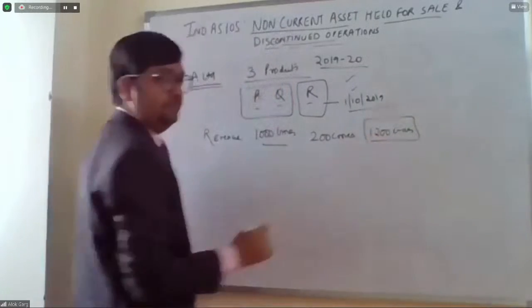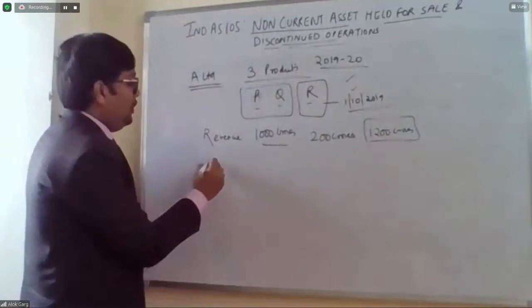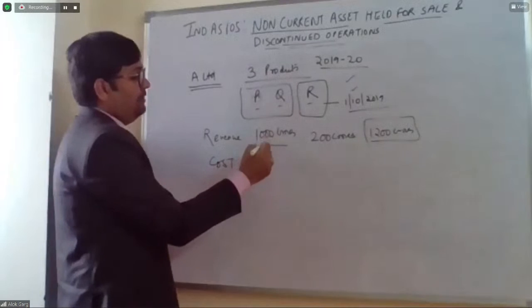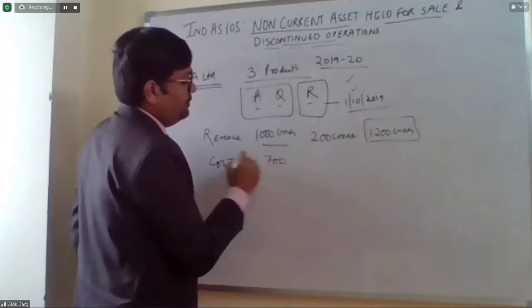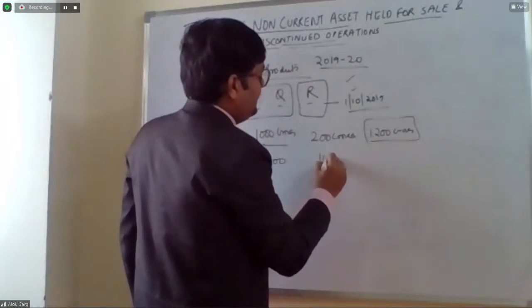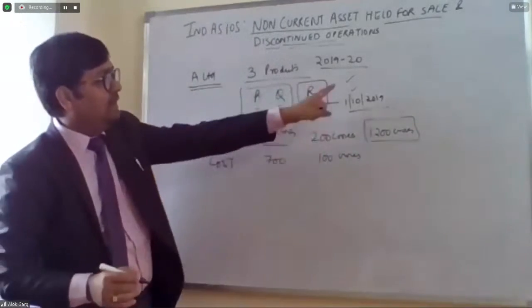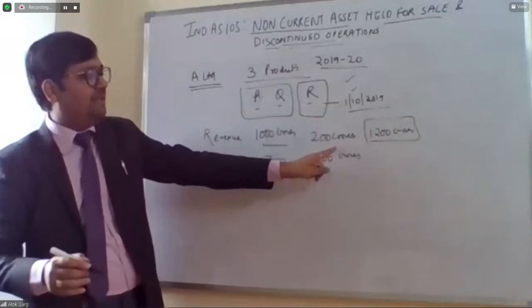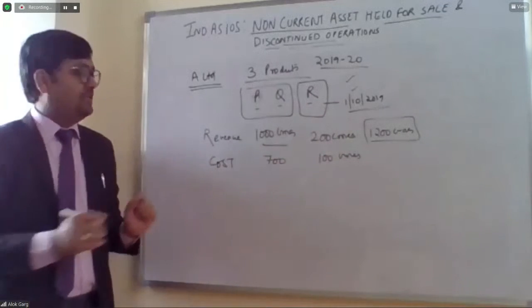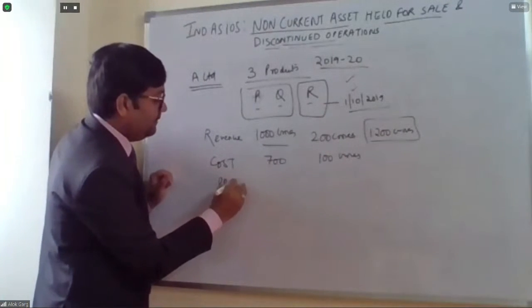Am I right? And the cost, let's say on this 1000 crore, is 700 crores, and the remaining is 200 and, let's say, 100 crores. So I am talking about the operation. When this R component was operational, there was a revenue, there was a cost. Then there is a PBT.